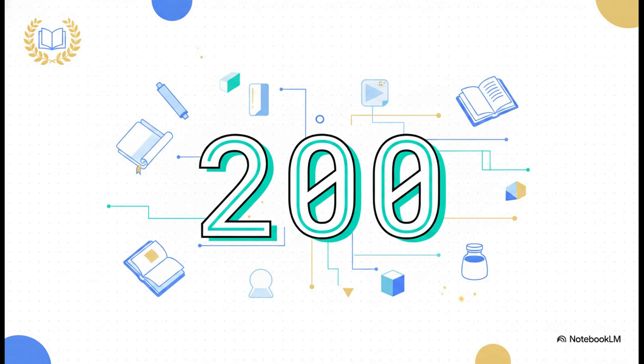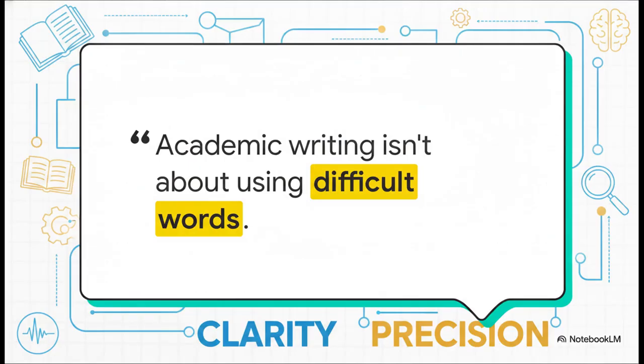Now, we are going to look at the most important subsets of these 200 words today, just to get you started on the right path. But before we get into the actual vocabulary, we need to establish our core philosophy, which is perfectly captured by this quote. Academic writing isn't about using difficult words. It's about choosing clear, accurate, and appropriate vocabulary. So the crucial takeaway here is that our goal today is not to add needless complexity to your writing. You really don't need to sound like a 19th century philosopher to get a good grade. We just want absolute clarity and precision.